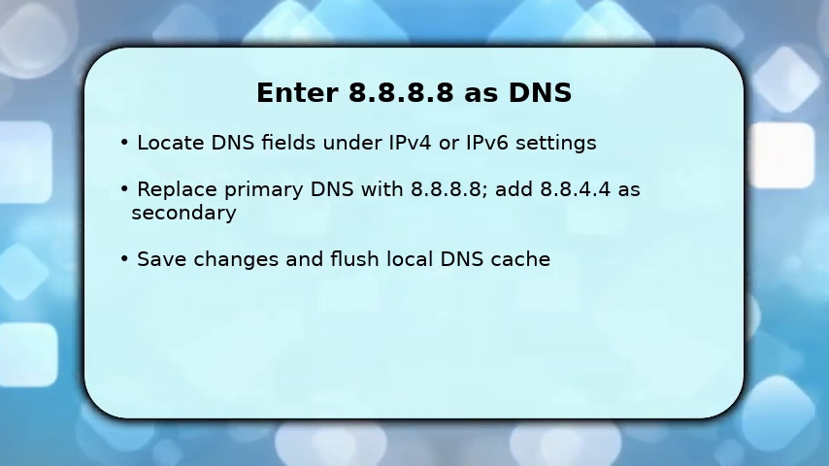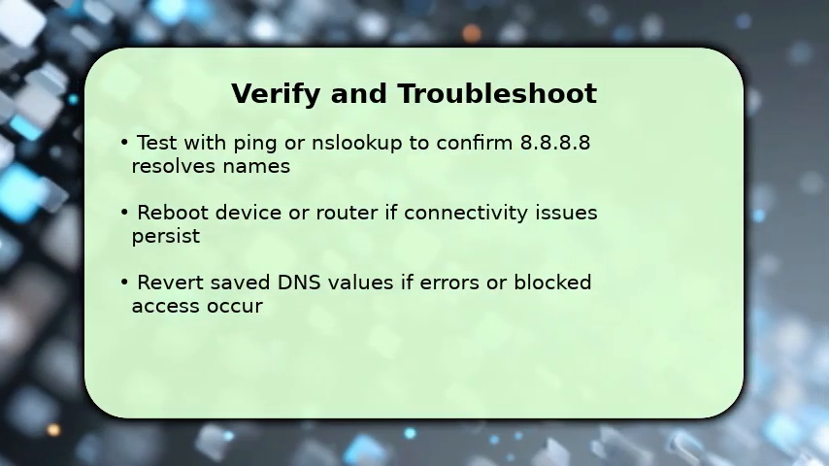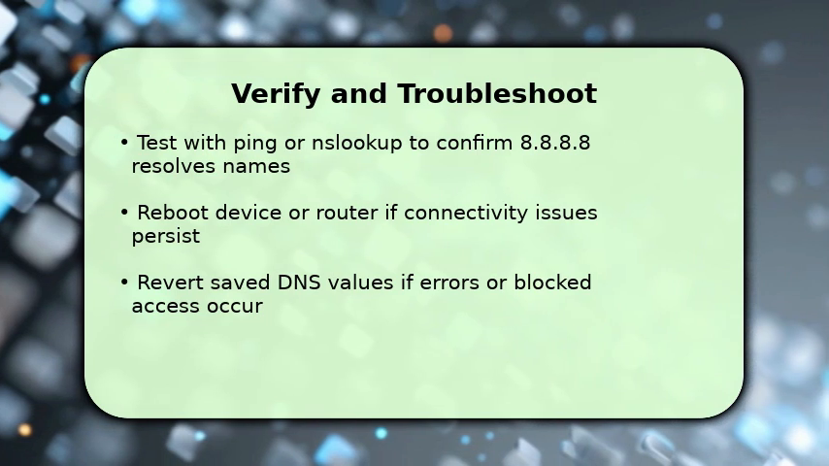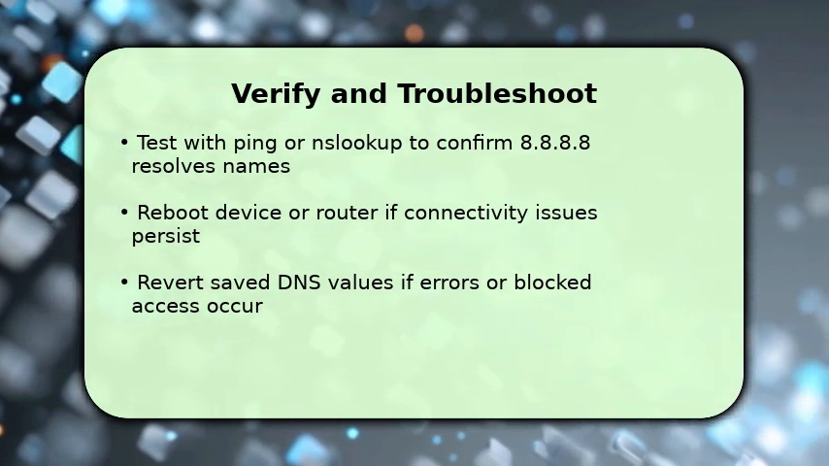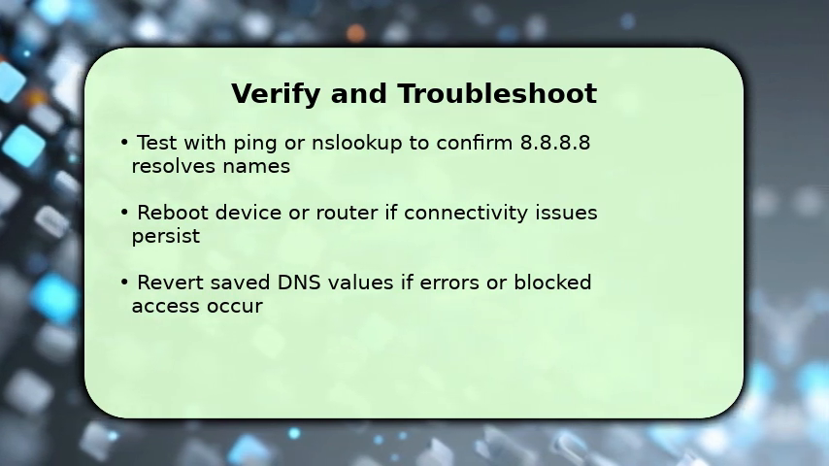You finish by verifying the change. Use ping 8.8.8.8 to confirm reachability and run nslookup example.com 8.8.8.8 to ensure name resolution works through Google DNS.